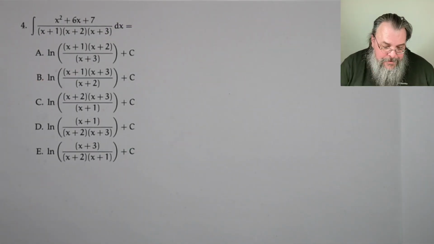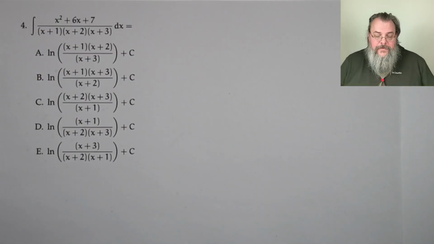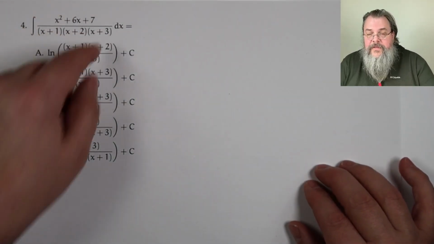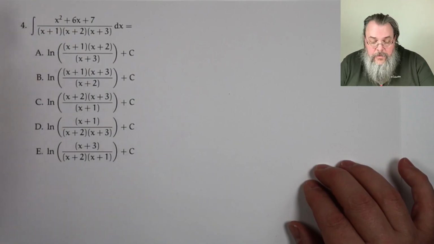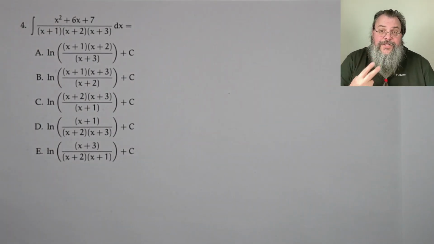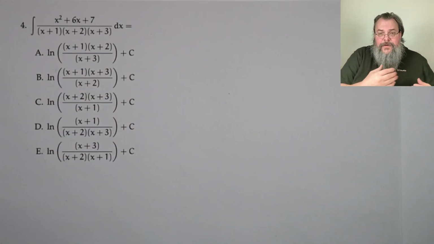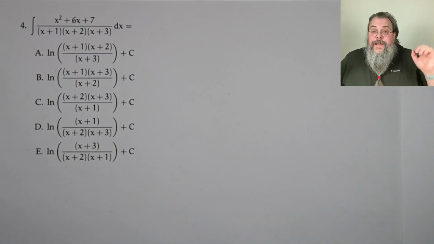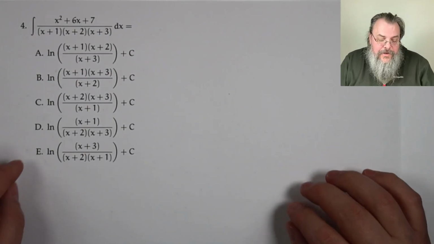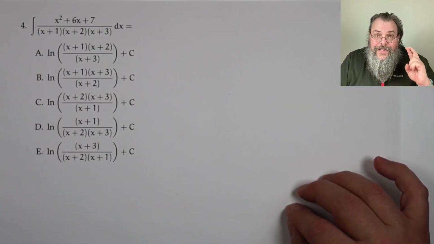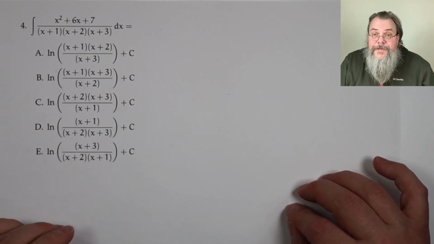Our fourth problem. We're doing the integral of x squared plus 6x plus 7 over x plus 1 times x plus 2 plus x plus 3. And we're asked what it is, and we're given 5 options. Now, there's 2 approaches you could take. If you think back to the first problem we talked about, we said, let's take the derivative of both sides, and let's see what that gives us. And it's 100% true that you could patiently take each single derivative, and fingers crossed, one of them would work.